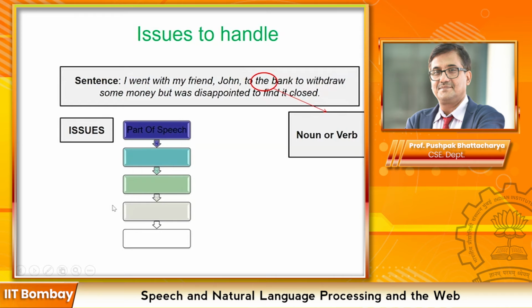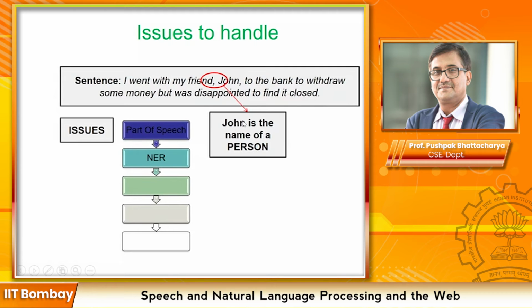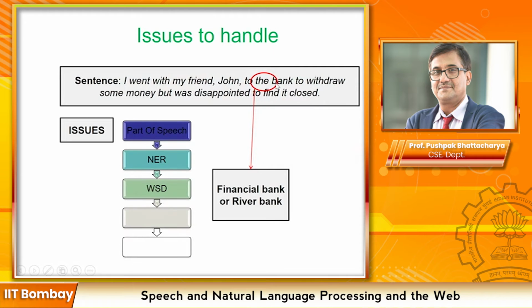So here are some examples. Sentence: I went with my friend John to the bank to withdraw some money, but was disappointed to find it closed. So bank, the circles are not properly placed. Bank is noun or verb. So this is part of speech. Then John is the name of a person. So this is named entity recognition. The circle should have been on John. This is named entity or proper noun disambiguation. Then financial bank or river bank. This is the sense disambiguation, WSD.